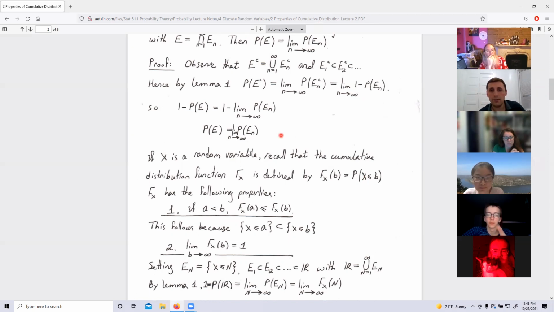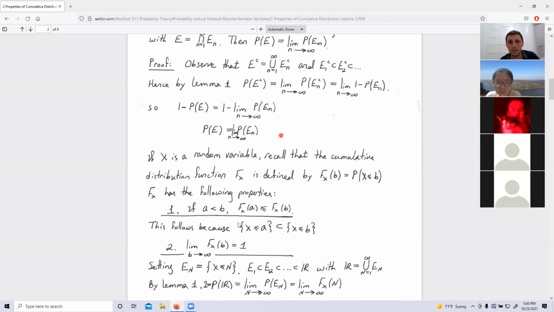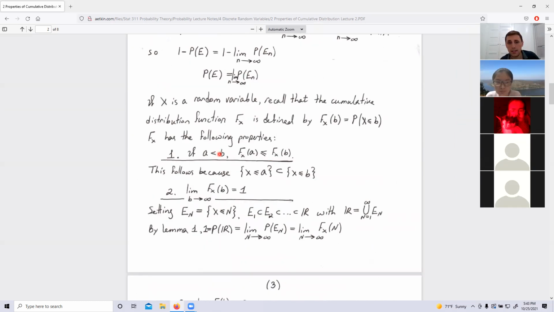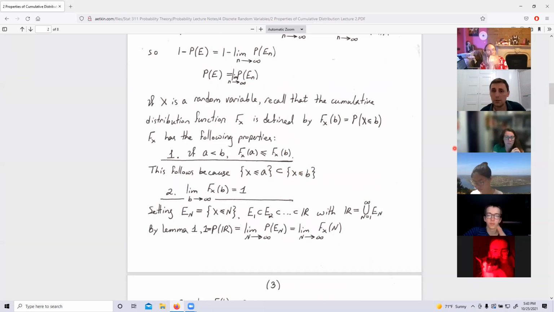And then you have the following observations you can make. First observation is that if A is smaller than B, then the cumulative distribution at A will be less than or equal to the cumulative distribution at B. And this follows instantly because X less than or equal to A is a subset of X less than or equal to B. Right? So the bigger the set, the bigger the potential probability.